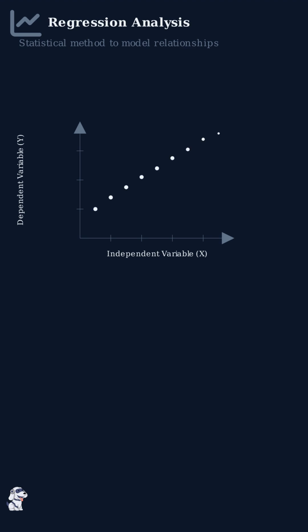Here we see actual data points plotted on our graph. Each point represents an observation where we have both x and y values. Notice how the points tend to follow an upward pattern. Regression analysis finds the best line that fits through these data points. This line represents the mathematical relationship between our variables and allows us to make predictions.